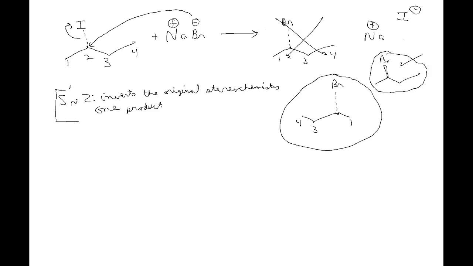So here we have some important rules for SN2 reactions. We're learning a bunch of the rules. Here's another rule for an SN2 reaction. All right. So let's try to draw the electron pushing arrows for this reaction.